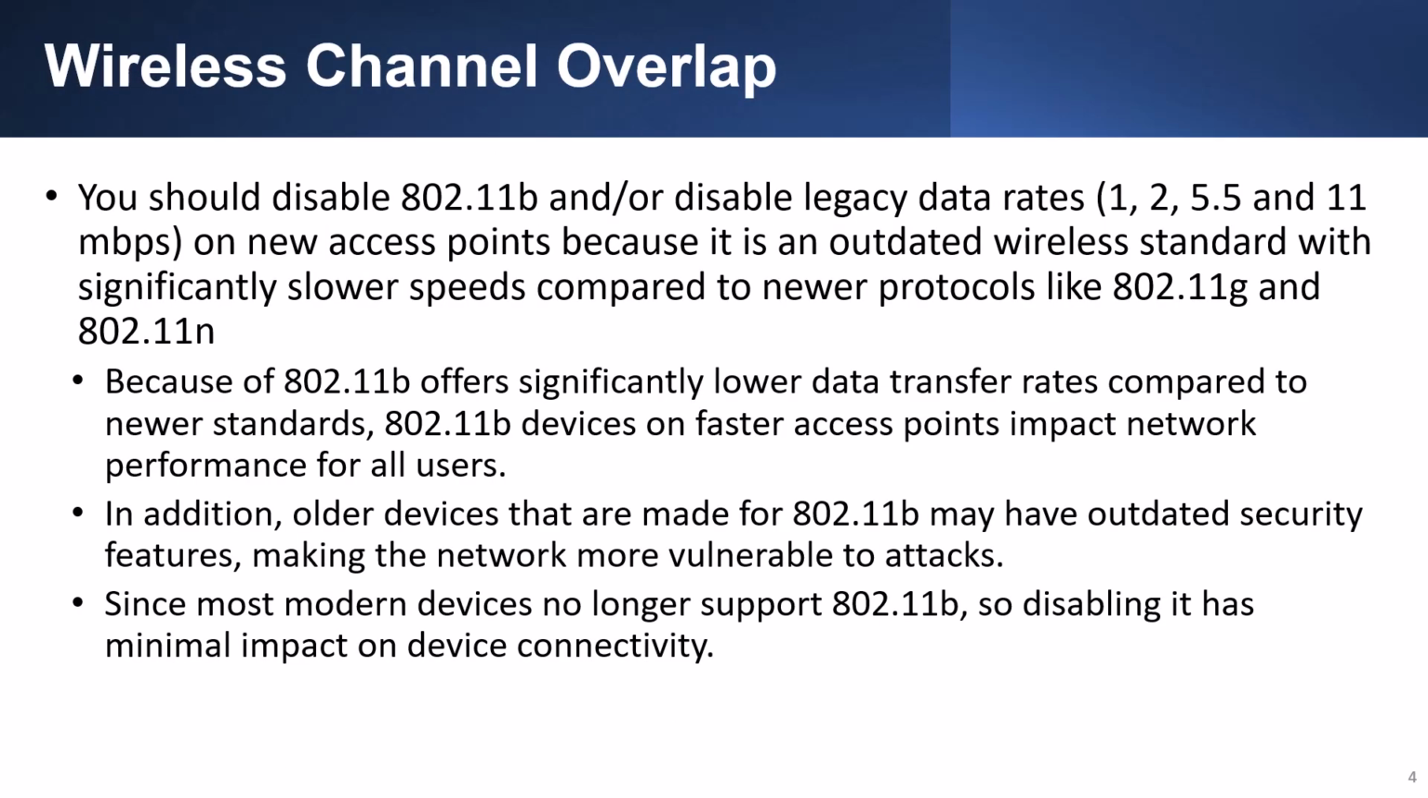You should disable 802.11b and/or disable legacy rates 1, 2, 5.5, and 11 megabits per second on new access points because it's an outdated wireless standard with significantly slower speeds compared to newer protocols like 802.11g and 802.11n. Because 802.11b offers significantly lower data rates, 802.11b devices on faster access points impact network performance for all users.